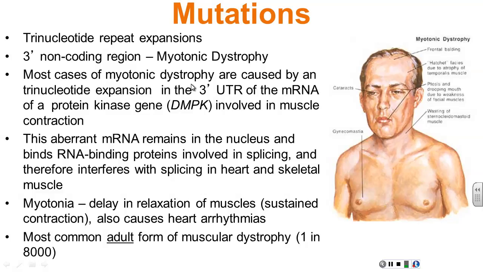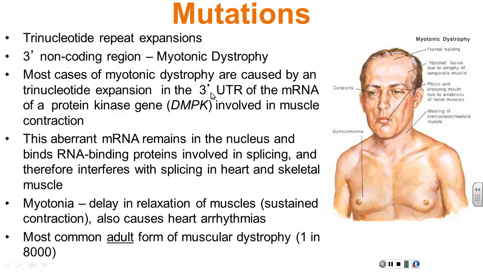An example of a trinucleotide repeat expansion in a 3' non-coding region is myotonic dystrophy, the most famous one. I'm giving you the most famous of the trinucleotide repeat expansions. There are actually more than what I'm going to talk about. Most cases of myotonic dystrophy are caused by a trinucleotide repeat expansion in the 3' untranslated region. Fragile X is 5'. This time we're talking about the 3' untranslated region of the messenger RNA. This happens to be a protein kinase gene, and there's the name of the gene, DMPK. Usually gene names are italicized. Can you see that?